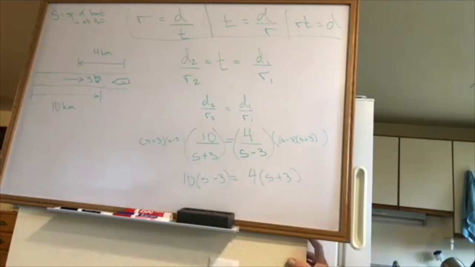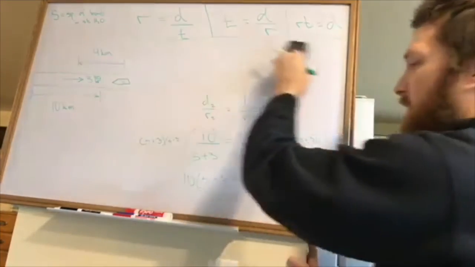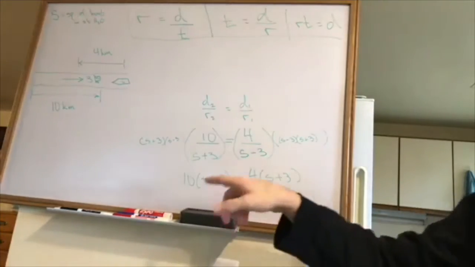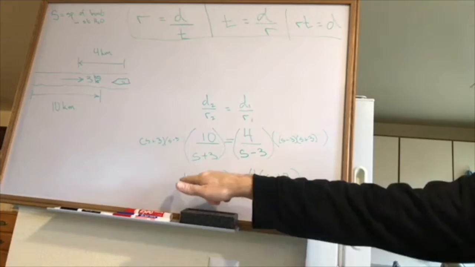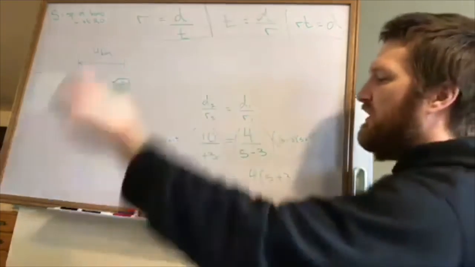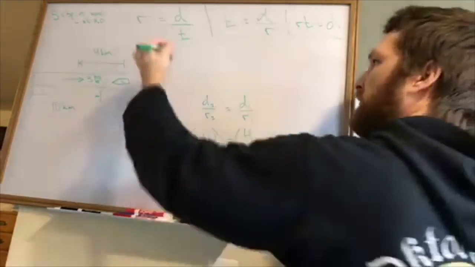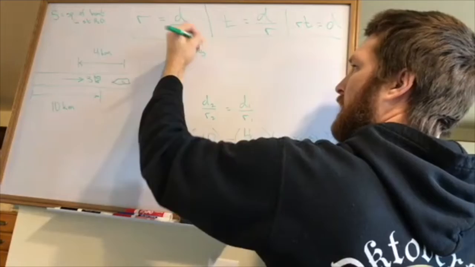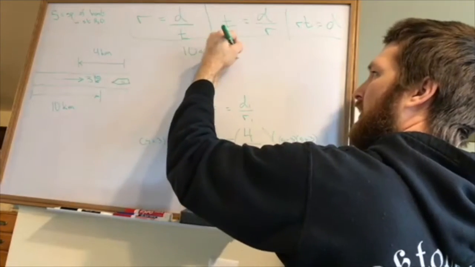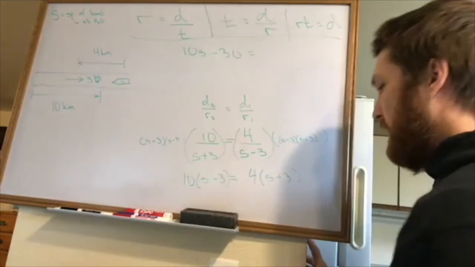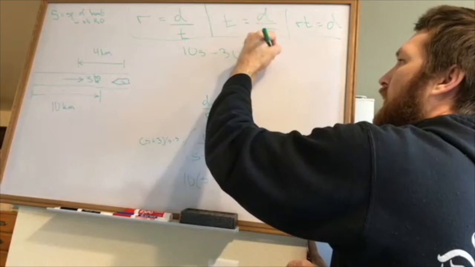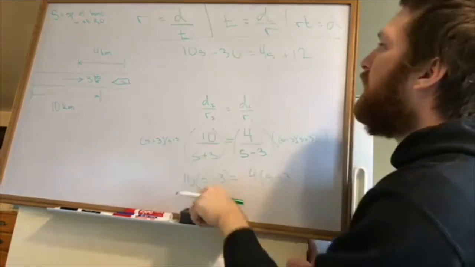I'm going to rewrite that up here. In fact, I'm going to distribute this in. What do I get on the left-hand side when I distribute in the 10? 10S minus 30. And on the right-hand side? 4S plus 12.